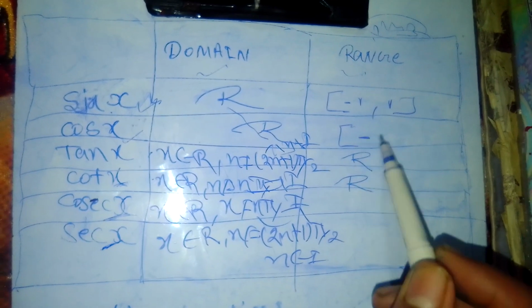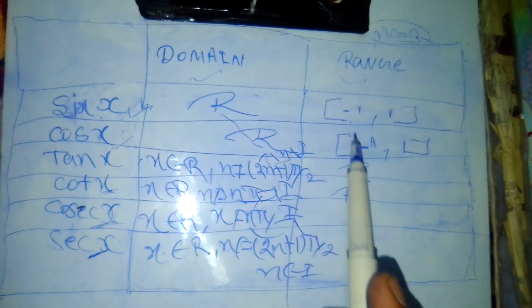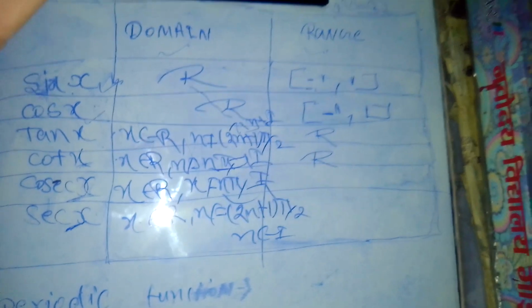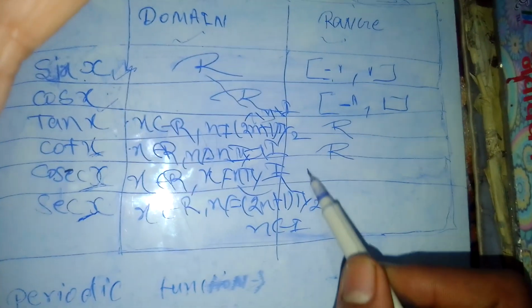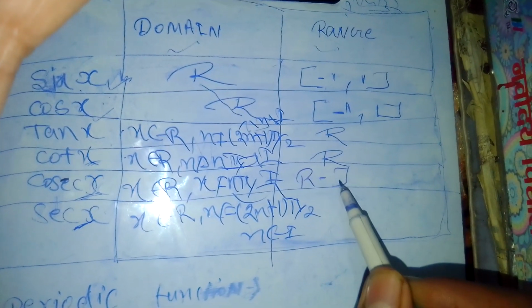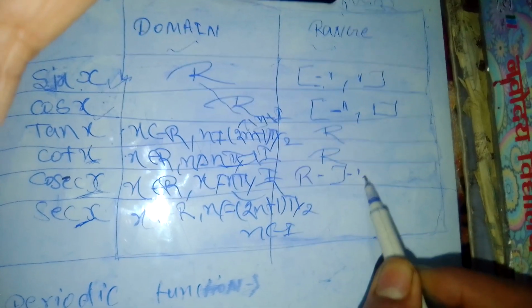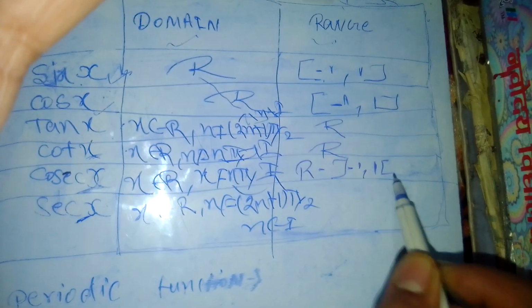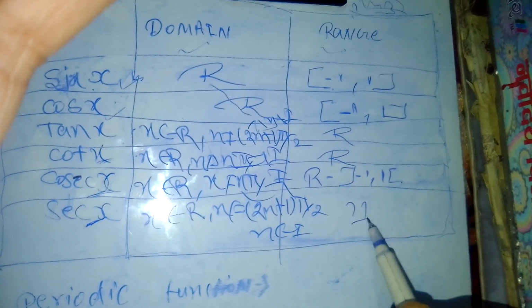Closed interval from minus 1 to 1. This is the range of sin x as well as cos x. Now the range of cosec x and sec x. So the range of cosec x will be R minus the open interval (-1, 1). Again, it is the same for sec x.